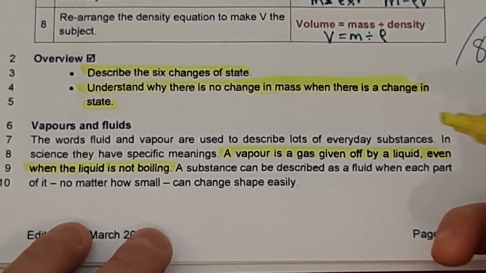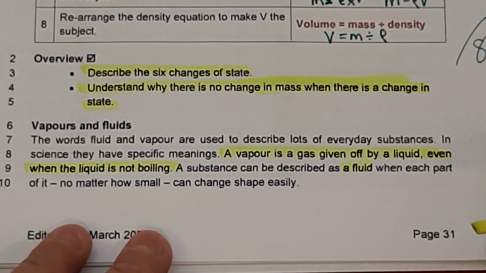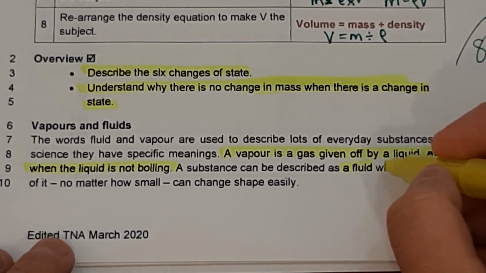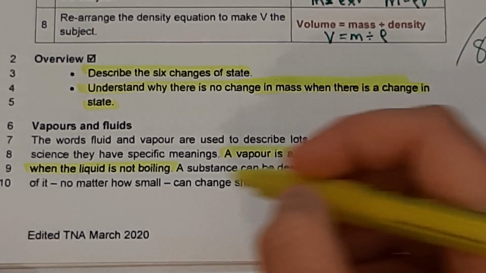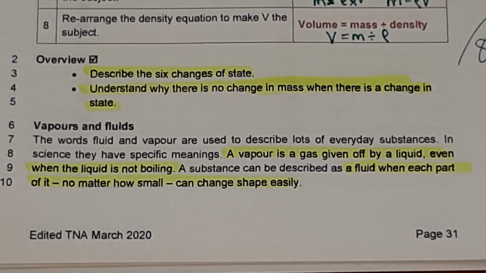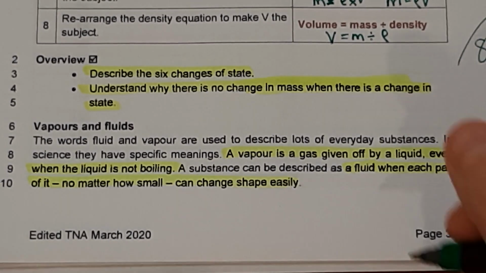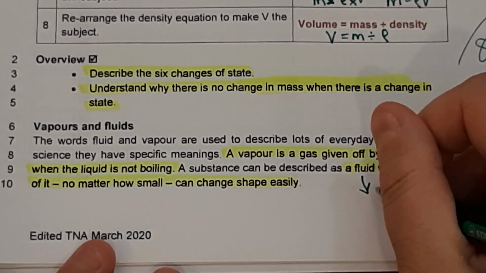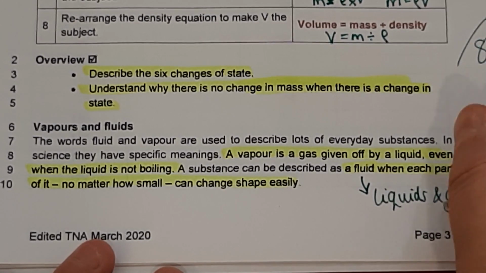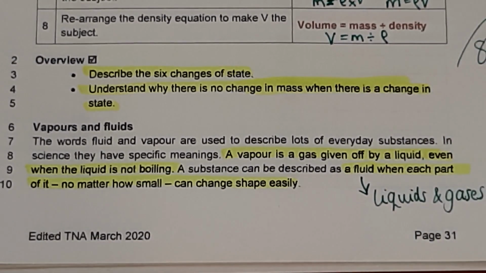Also, a substance can be described as a fluid when each part of it, no matter how small, can change shape easily. So we often use the term fluids to describe liquids and gases. So both of those can be described as fluids.